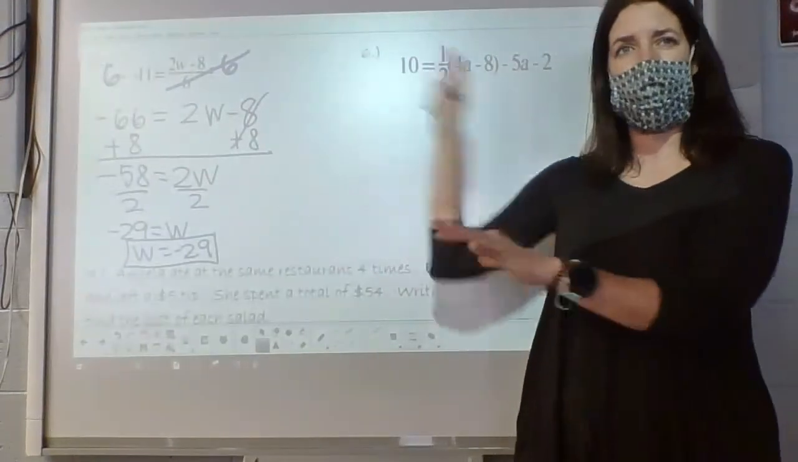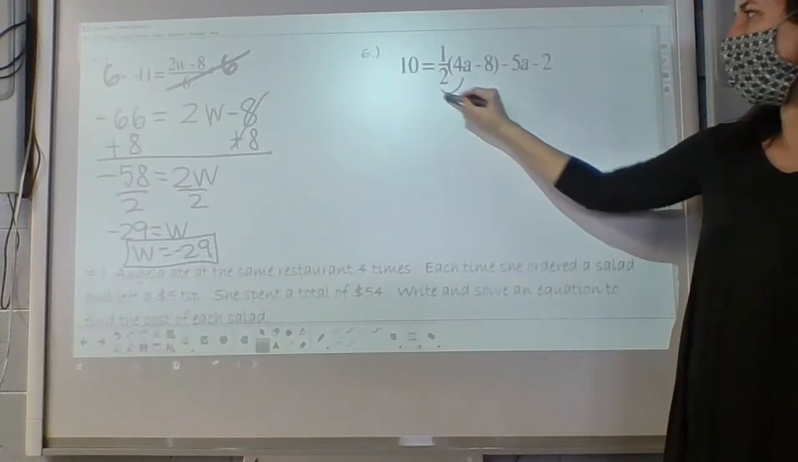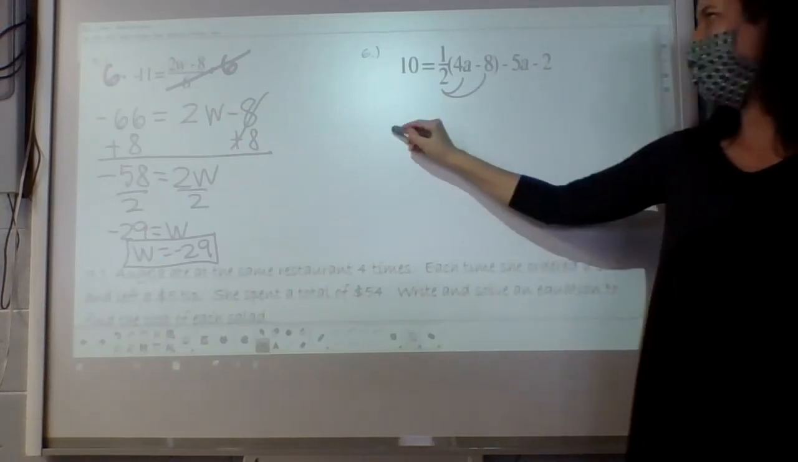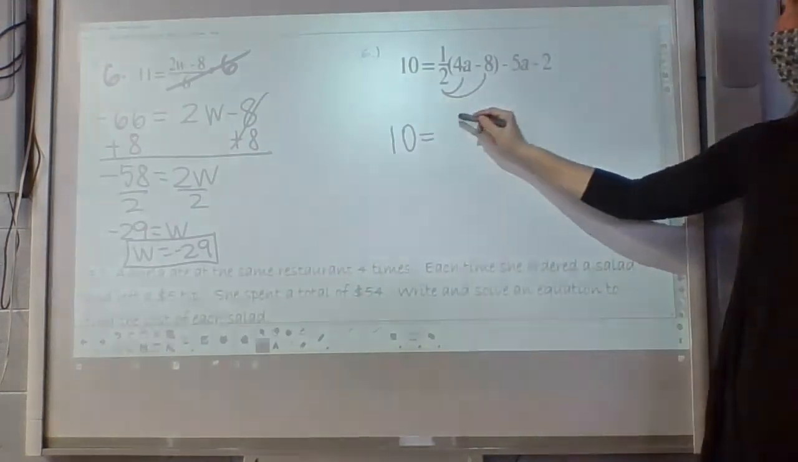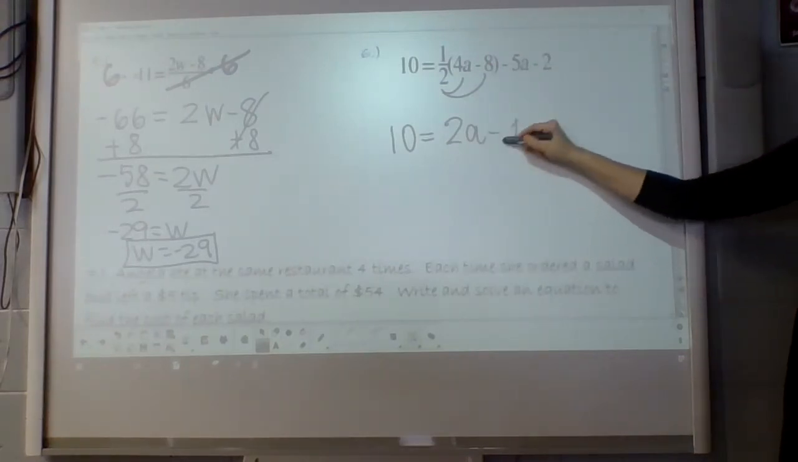Yeah, so it works more nicely than over here. So kind of thinking ahead a little bit, saying like, ooh, dividing by 6, that's kind of bad. But multiplying by a half isn't bad at all. Half of 4 and half of 8 is not a bad number. It's not tough to work with. So half of 4a is 2a. Half of 8 is a negative 4.